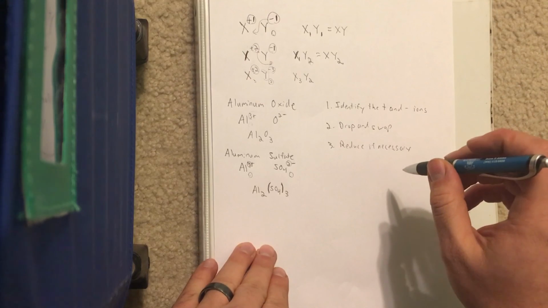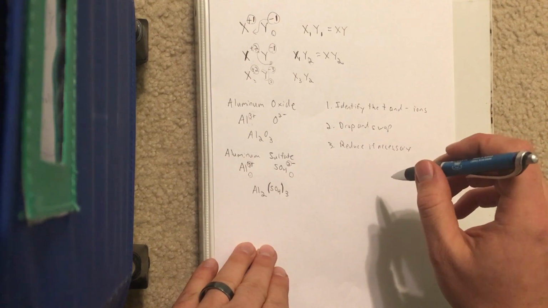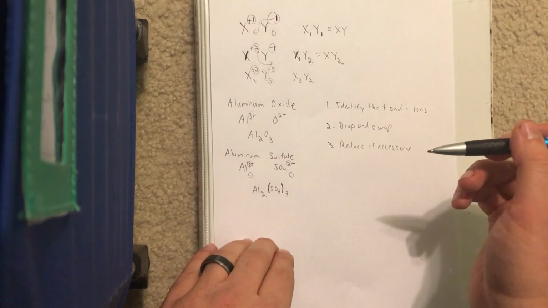If you can do this process for Wednesday, you should get every single problem on the name to formula part of your test right.